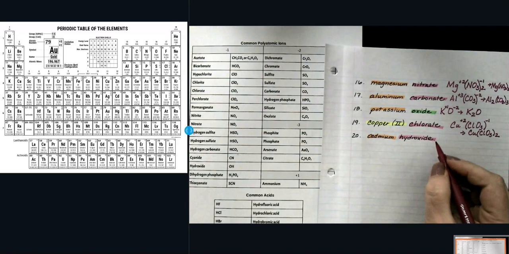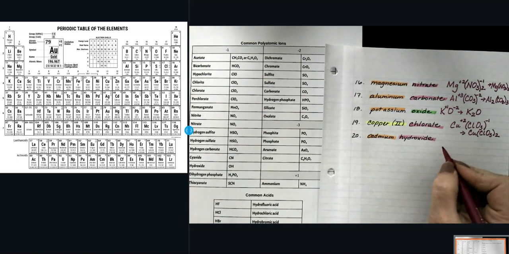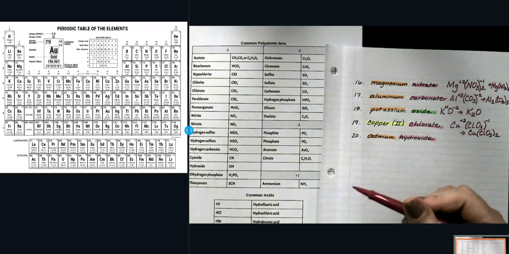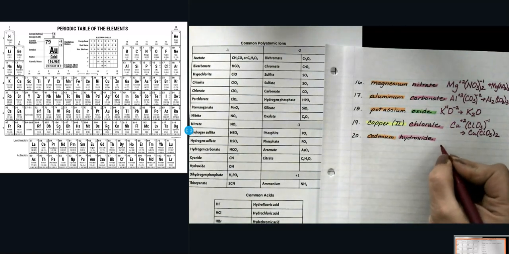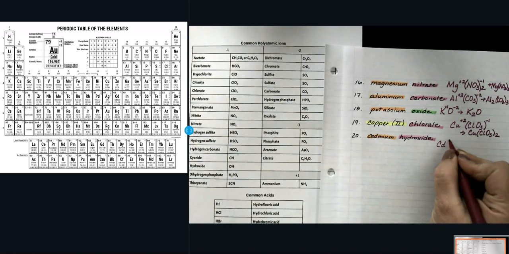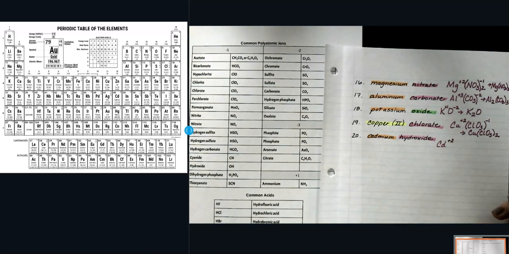Our last one, cadmium hydroxide. Cadmium's a tricky one. Even though it is a transition metal, it's right there in the middle. It only has one form that we deal with. So cadmium, the top of its column is Cd, and it's a +2. So everybody in that family is a +2. It's a zinc family.